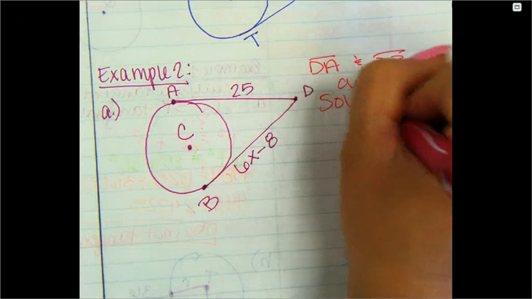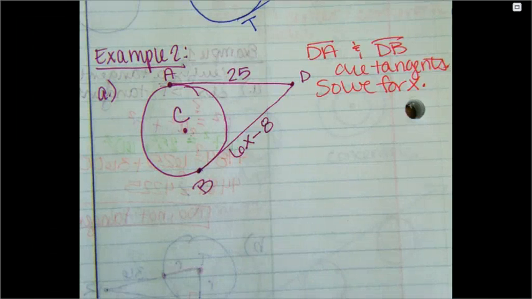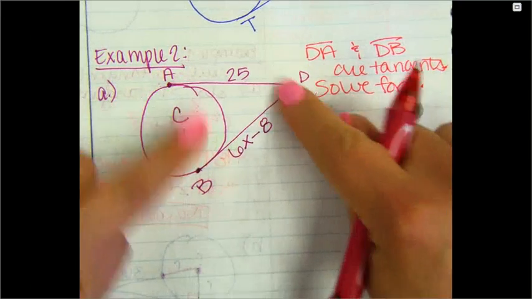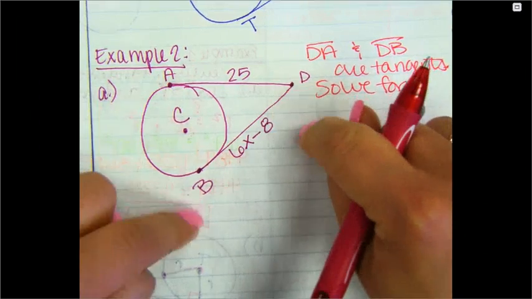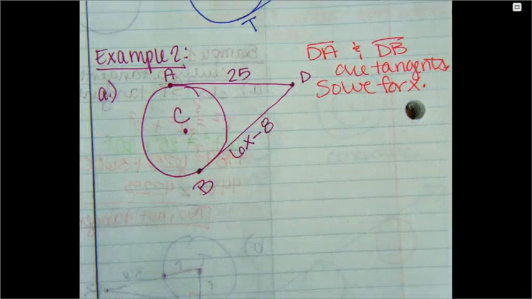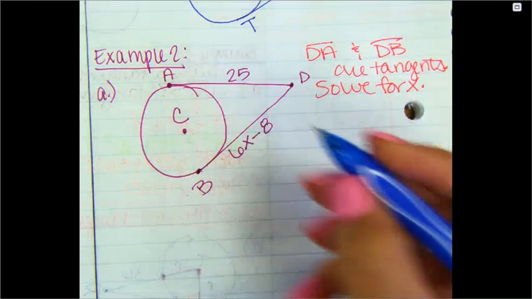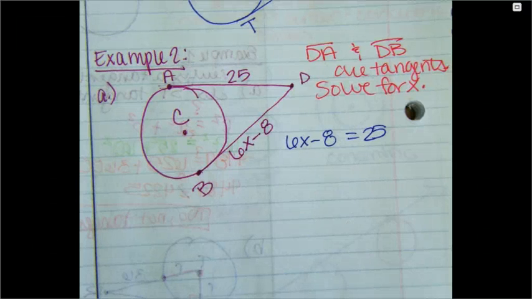I want you to solve for x. How do you solve for x? If they're congruent, what do you know about AD and BD? What's the key word? If these are congruent, then their values are what? What's the word for same in math, besides congruent? Equal. Because we're dealing with numbers now, right? So if their segments are congruent, then their lengths are equal. So is 6x minus 8 going to equal 25? Yeah, it is.